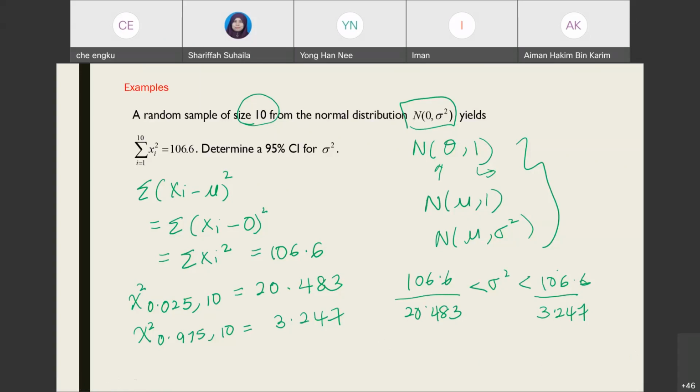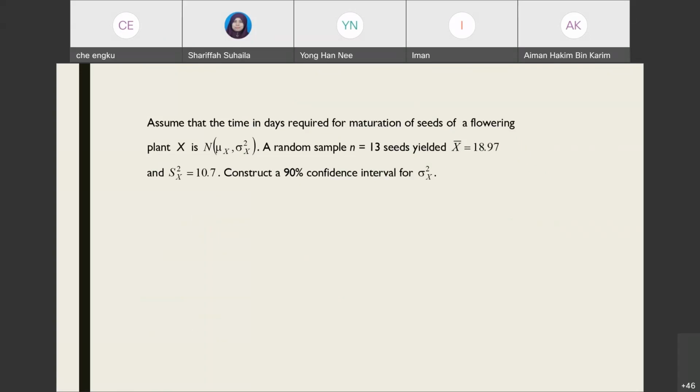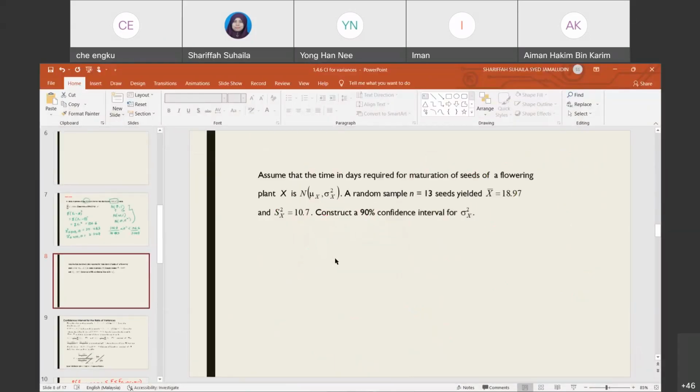Okay, so that one is a random sample of size 10 from a normal distribution. How do we justify or identify that it is mean 0, variance sigma square? Mean 0 means mu is known, given in the question. What you do not know is your sigma square. So you want to estimate your sigma square. Okay, let's say we refer to this one.